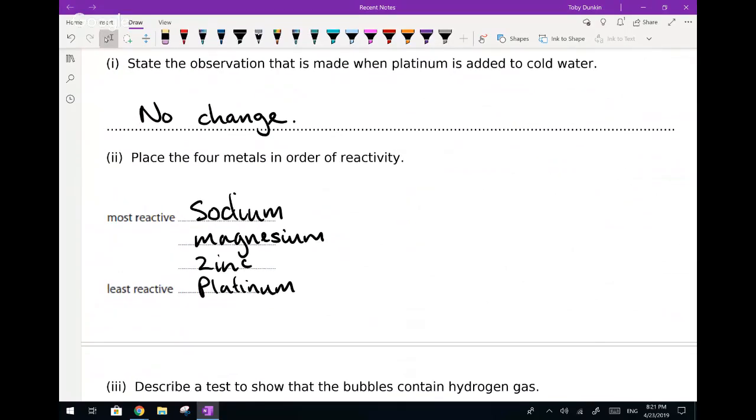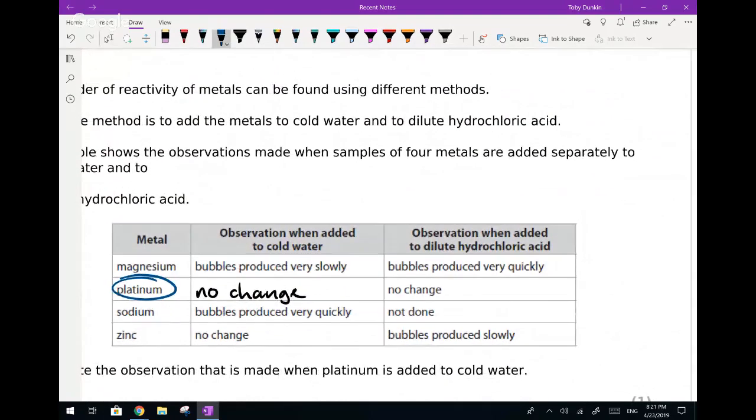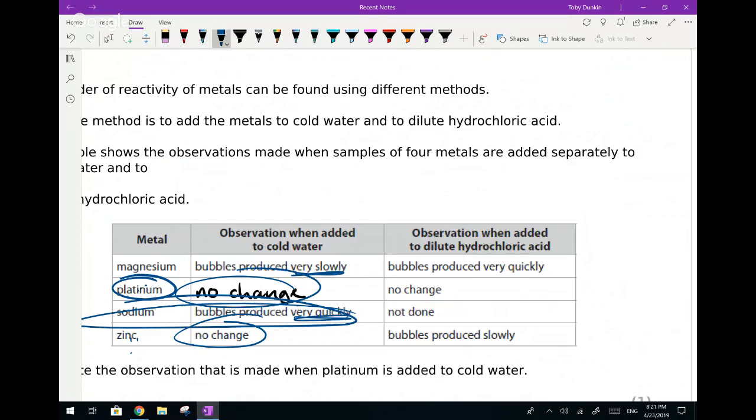Place the 4 metals in order of reactivity. That's easy enough. You just look at the bubbles. So we've got no change. The hard one is zinc, and platinum for that and that. That's not very useful. But bubbles very slowly, bubbles very quickly. Most reactive, that's the most.